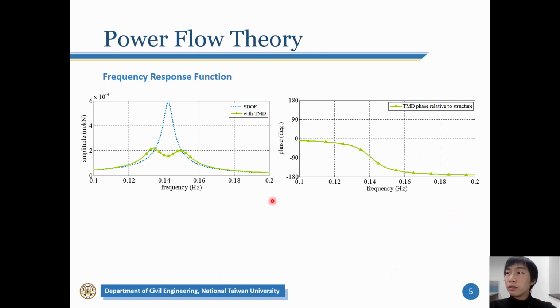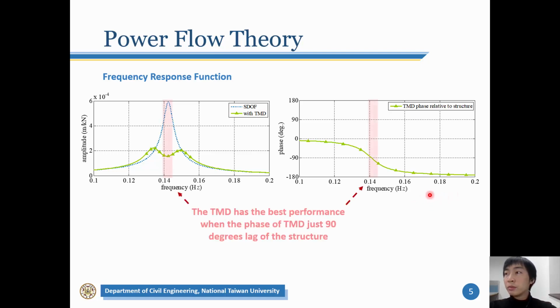If we look at the frequency response function of the structural displacement, the green line, and the phase, in this area, the tuned mass damper has the best performance to reduce the structural vibration. The structural response can be reduced from here to here. At the same time, the tuned mass damper phase is just close to the 19 degrees lag of the structure. So we think, if we adjust the tuned mass damper phase, can the tuned mass damper have a better performance?